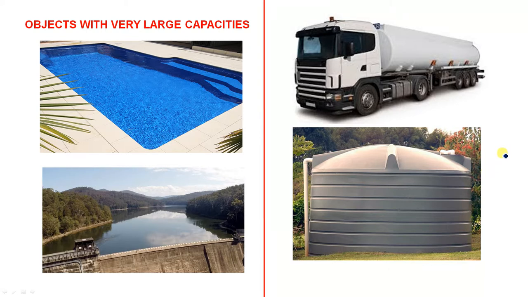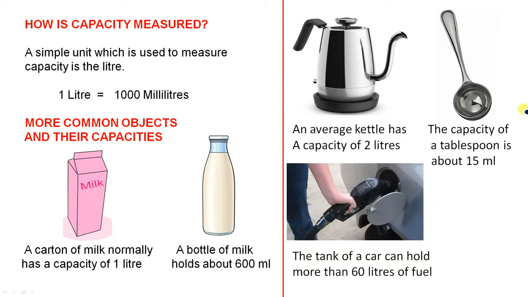So those four objects there have large capacities, and obviously this dam here has the largest, okay, because you just have a look at it. It holds a lot more liquid than the other three. How is capacity measured? A simple unit which is used to measure capacity is the litre. 1 litre is 1,000 millilitres.